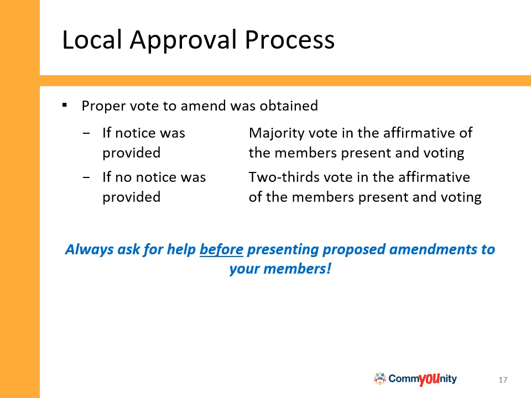What type of vote is required to approve amendments to your standing rules? If notice was provided, a majority vote is required of the members present and voting. If no notice was provided, a 2/3 vote of the members present and voting is required. The process for choosing the correct wording to present to your members, which will also be acceptable for Texas PTA, is sometimes challenging. Asking for help from a member of the Texas PTA Board or your Field Service Representative, FSR, is always recommended.